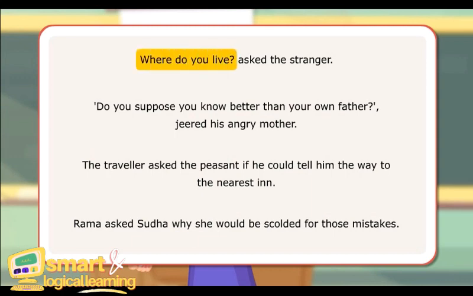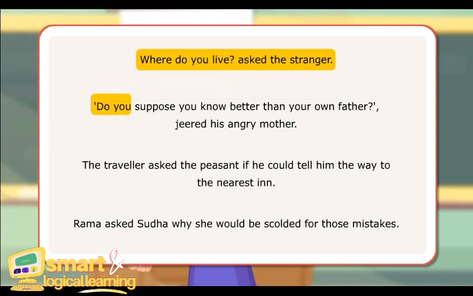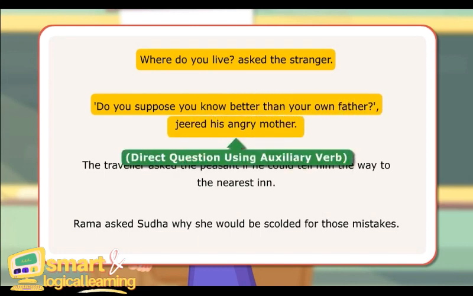Where do you live? Asked the stranger. Direct question with WH word. Do you suppose you know better than your own father? Jeered his angry mother. Direct question using auxiliary verb.